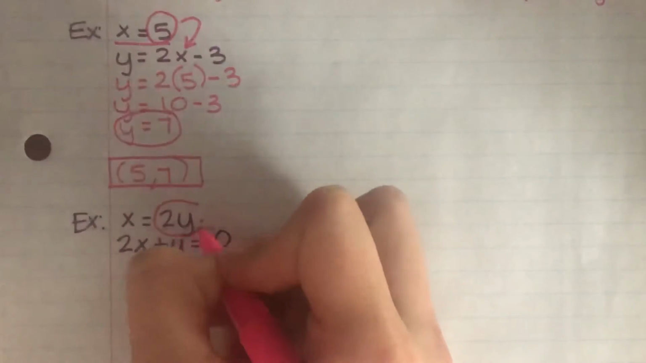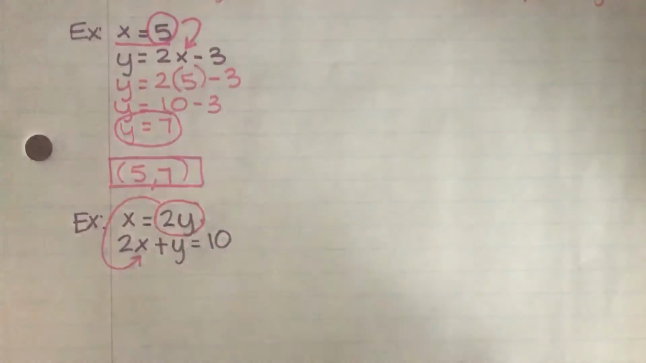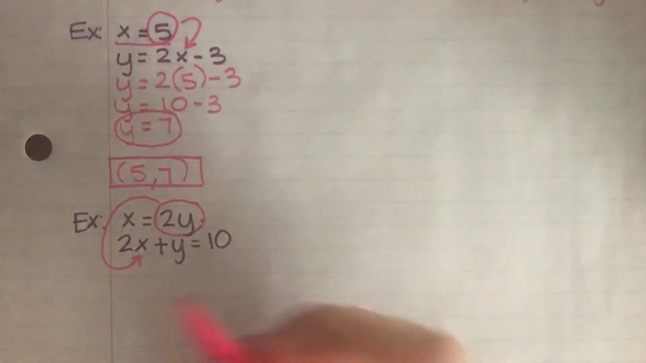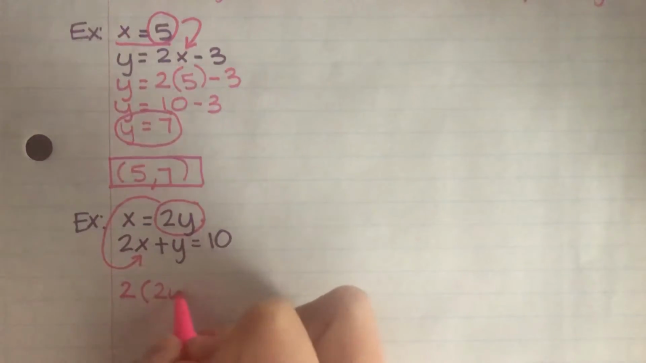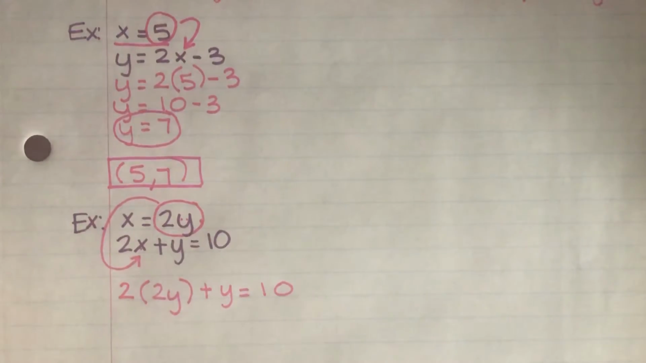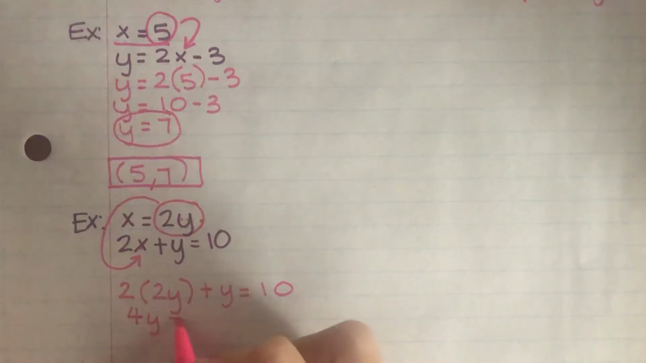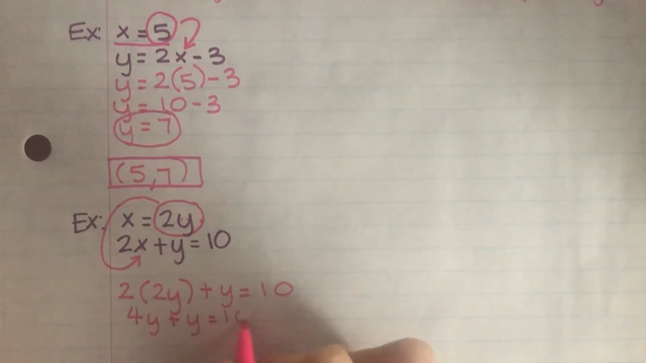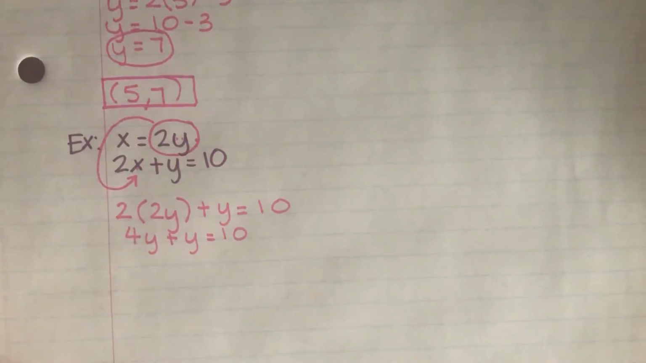So we're going to take x and substitute it into our second equation. We're replacing it. So we're going to rewrite this as 2 times 2y, because we're replacing x with 2y, plus y equals 10. All right, remember we're multiplying first, so we want to multiply 2 times 2y, which is 4y, and we rewrite the rest of our equation. Remember to rewrite every step. This is really important so that we don't make any silly mistakes.